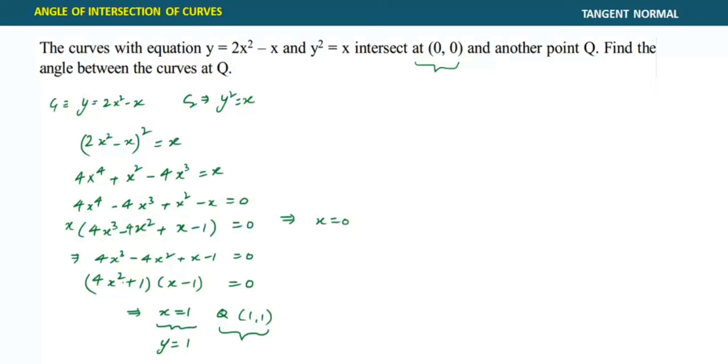Okay, so now we have figured out the point. Now our target is to find dy by dx for both the curves. So dy by dx for C1 at (1, 1). This is the first target.